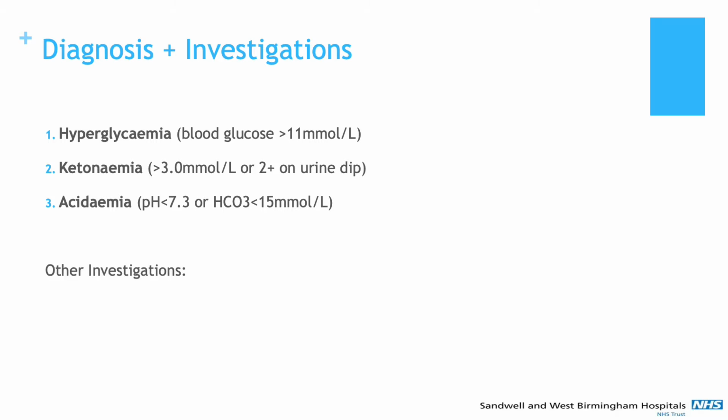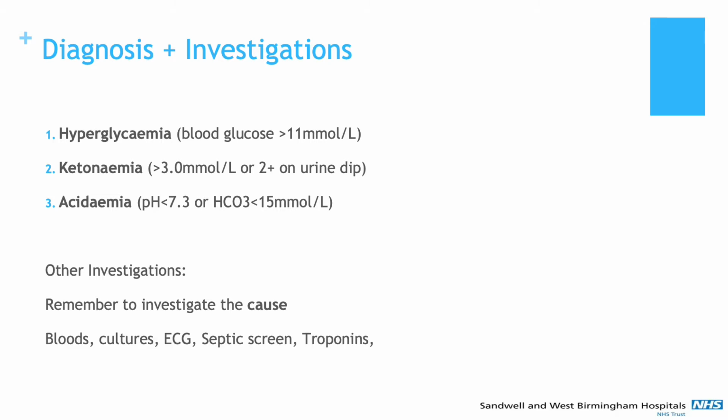Some other important investigations will include investigating the cause of the DKA, so looking for any infection. That might include bloods, cultures, an ECG, septic screens and troponins if we're concerned about an MI. And it's important that we get a detailed history of the presenting complaint and their drug history.